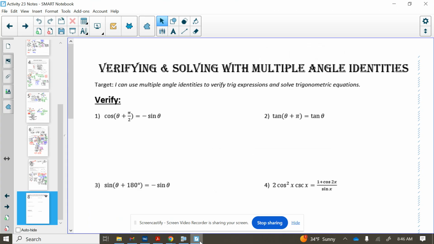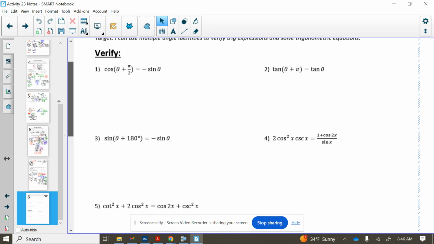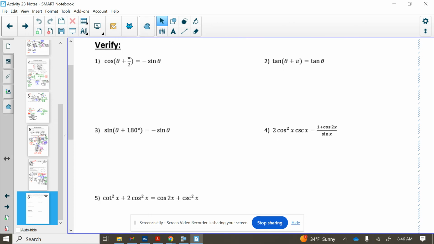Today we are going to talk about verifying and solving with our multiple angle identities. So we've talked a little bit about verifying identities in some previous lessons, and today we're going to keep working with that. Notice in this first one, we have a sum formula. We are adding with a cosine here. So we're going to make our goal this right-hand side, to get that negative sine theta as our final answer.